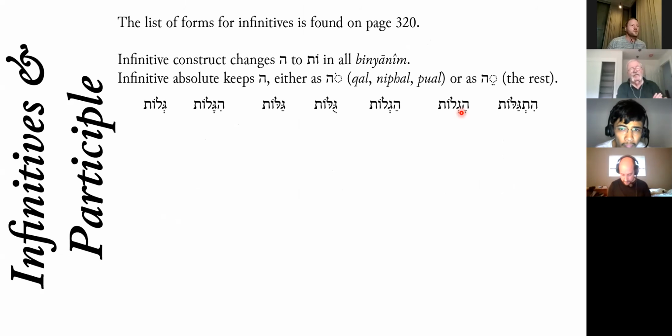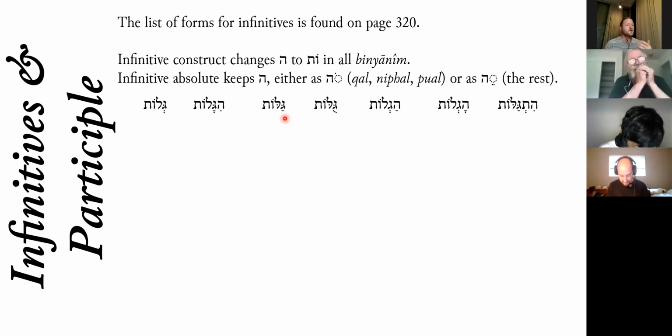Okay, infinitive construct changes hey to ot in all binyanim. So if you look in the kal, galot, nigalot, gulot, haglot, hoglot, hitgalot. Only in the pual and the hofal, you can't use a lamed prefix. You can't use "to do it." It can only be used with suffixes or in the construct state. But in the rest of them, you can use them as complementary infinitives. So liglot is to go into exile. Lehigalot, legalot, lehaglot, lehitgalot, with lamed prefix that can be used for complementary infinitives.